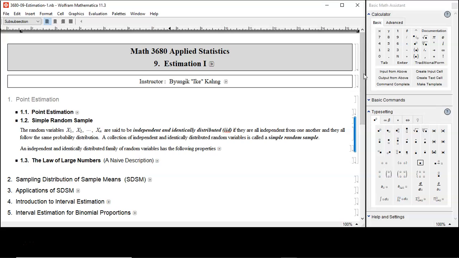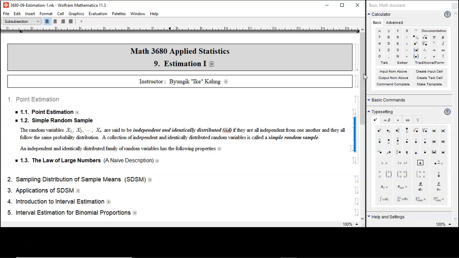For that purpose, let's discuss these two concepts. Number 1, independent and identically distributed, IID. And number 2, simple random sample. The random variables x1, x2, x3, and so on are said to be independent and identically distributed if they are all independent from one another and they all follow the same probability distribution.